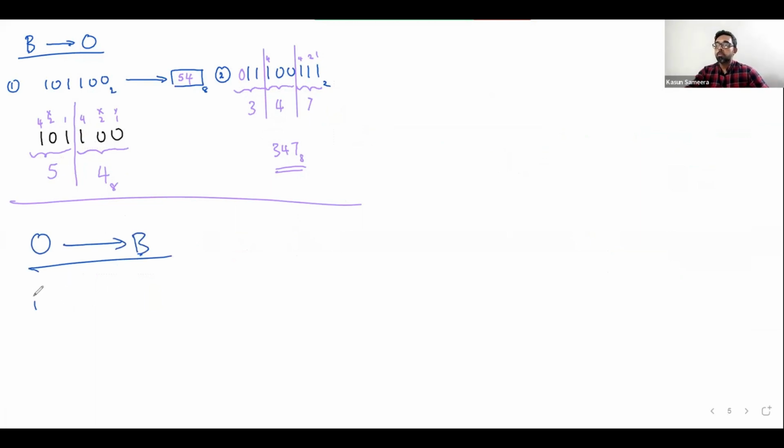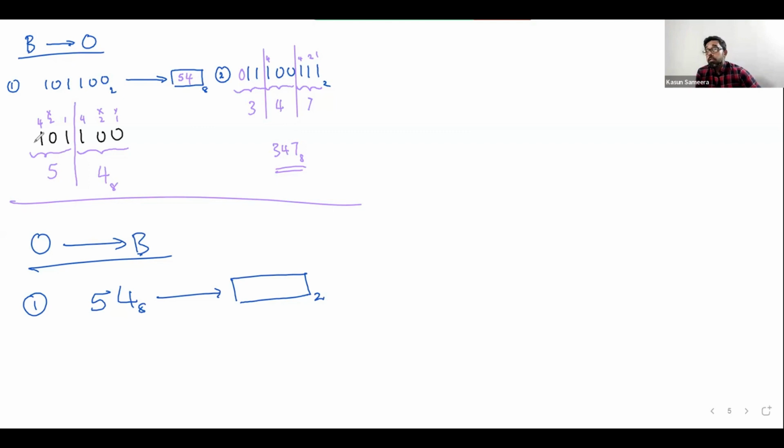First question. We do the same question: 54, base 8, to binary, base 2. How can we do it?